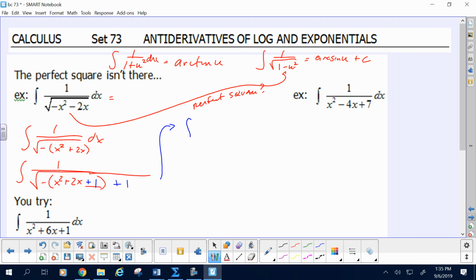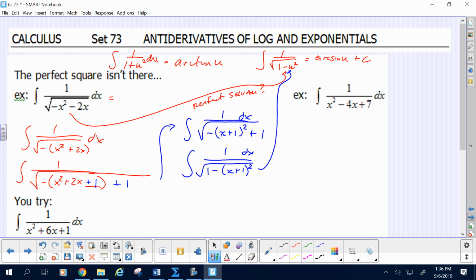All right, so when I go to write this, isn't that negative the square of x plus 1 squared plus 1? So that is 1 over the square root of 1 minus (x plus 1) squared. Is that starting to look arc sine-ish? Yeah, it's arc sine with a u of x plus 1. I don't know if I actually have to use u. Maybe I could just go straight to the answer. It's the arc sine of x plus 1.